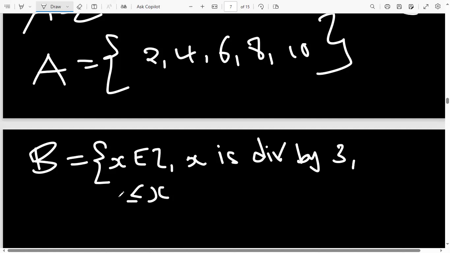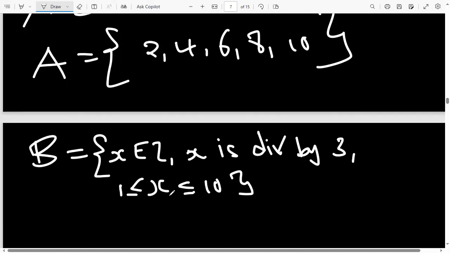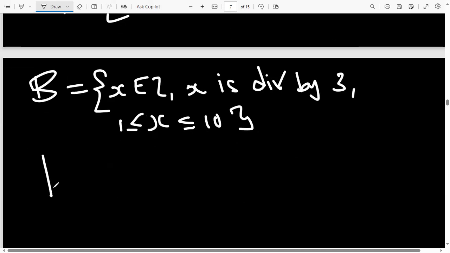X should be between 1 and 10 as well, okay? So what numbers between 1 and 10 are divisible by 3? Those are the elements that are going to be in this set B, okay? So we're going to see that set B will just contain what numbers?